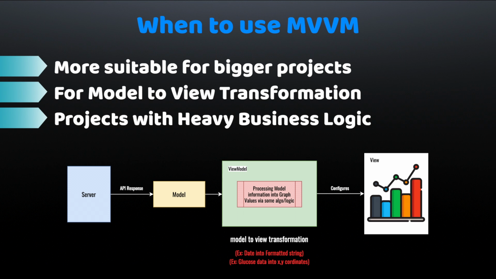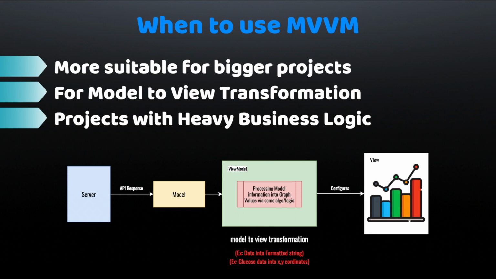The second point is, if in your project or your application you need to perform model-to-view transformation. That means, suppose you are getting some data from the server, and after converting that data into a model, you need to perform some kind of transformation before displaying it to the user.